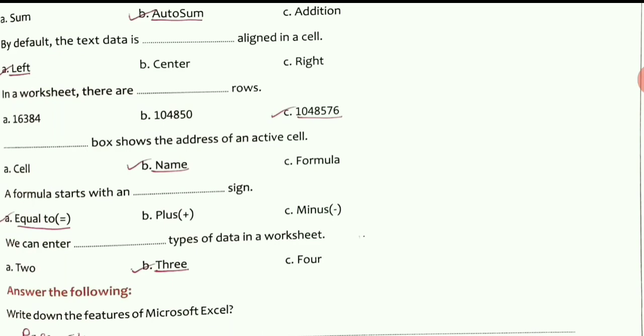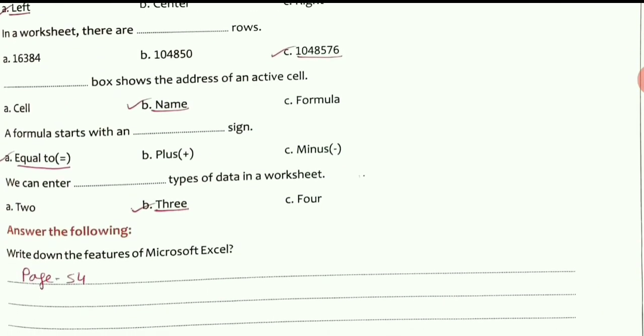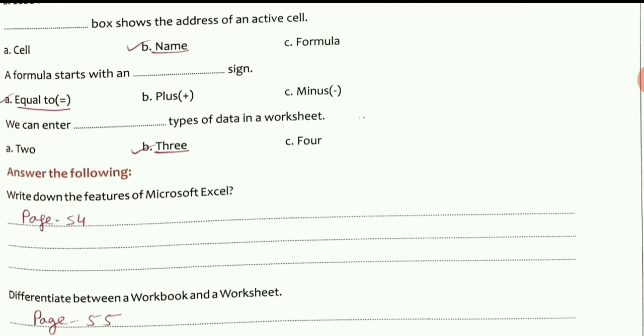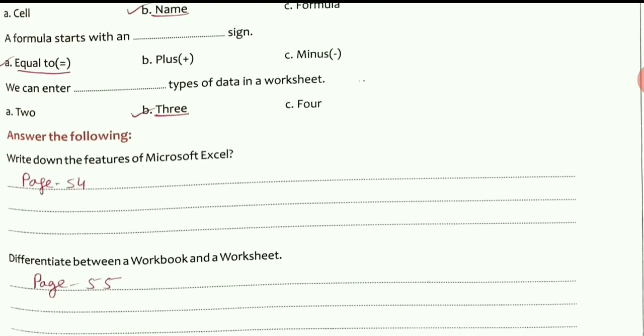In a worksheet there are how many rows? It is option C, that is 10,48,576. The fourth one, name box shows the address of an active cell. And the fifth one, a formula starts with an equal to sign. Always starts with an equal to sign. And the last one, we can enter 3 types of data in a worksheet.